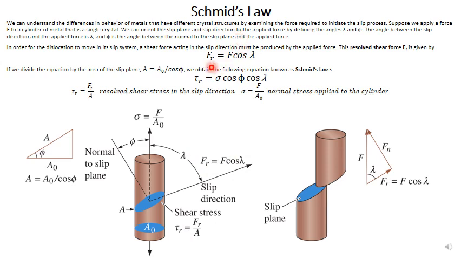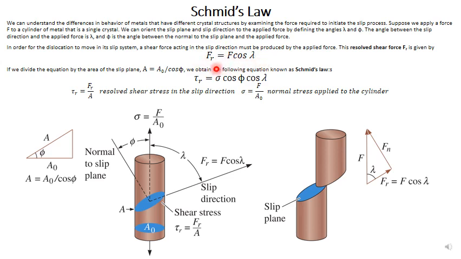So Fr, the resolved shear force, is the force needed for the slip planes to slip over each other. This is the force needed for the planes to slip over each other. Fr, the resolved shear force, equals F, the axial force, times cosine lambda.